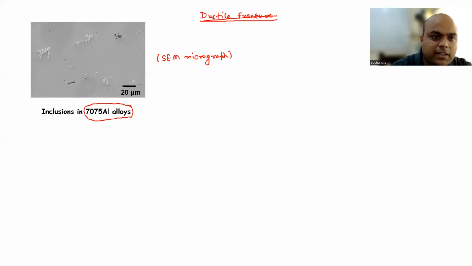What you see here are second phase particles. If you remember, we discussed in the last class very briefly the presence of second phase particles or inclusions, which are responsible for void nucleation. So I just wanted to show you those particles here. All these are second phase particles, and this gray one is your matrix. The circular ones, all these are second phase particles or inclusions.